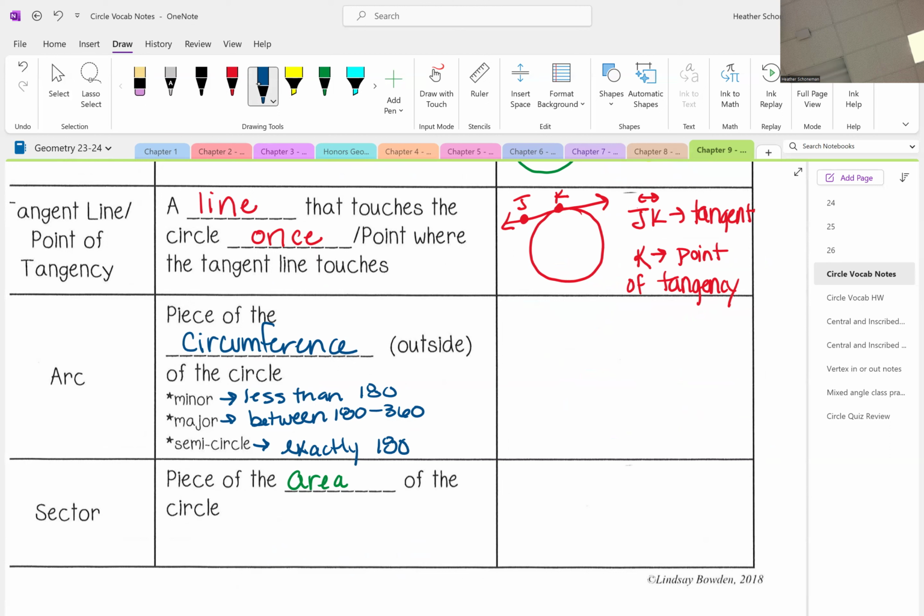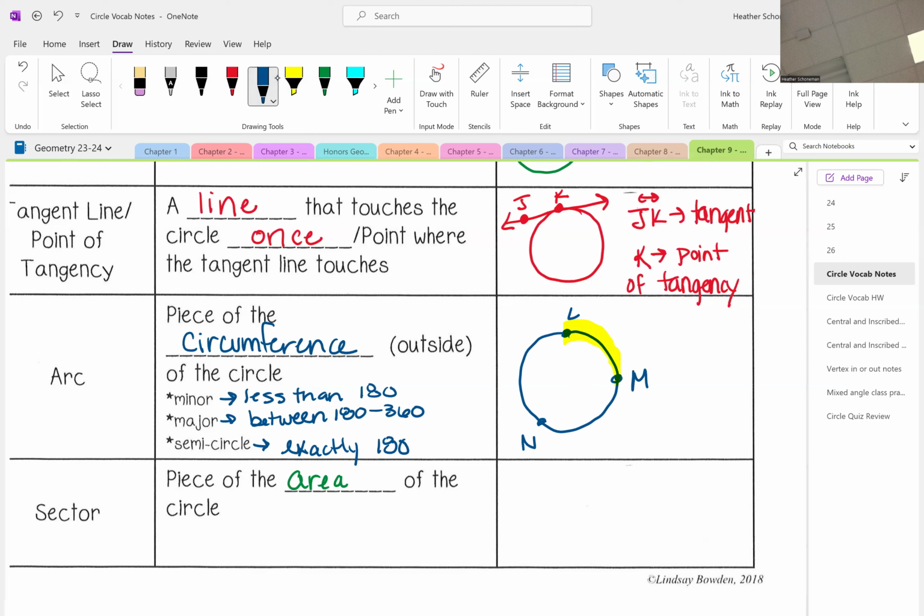There's a minor arc that's less than 180. There's a major arc that's between 180 and 360. And there's a semicircle that is exactly 180. So if I draw a circle, and I'm going to put some points on it. Okay, let's say I wanted just this arc right here. That is a minor arc because it's less than half of the circle.